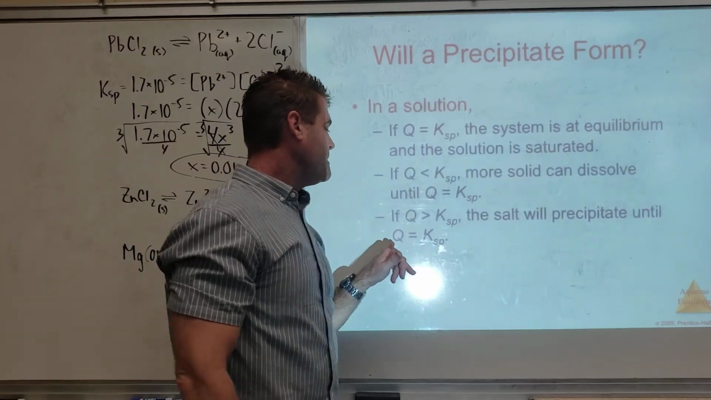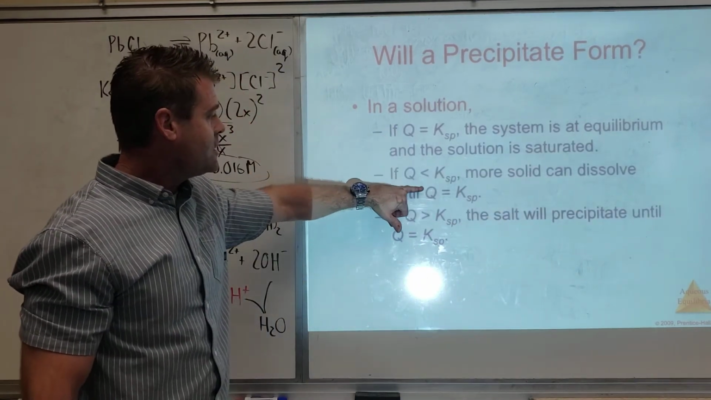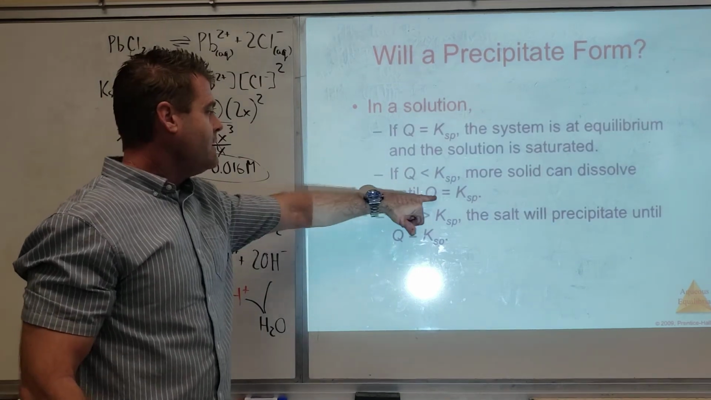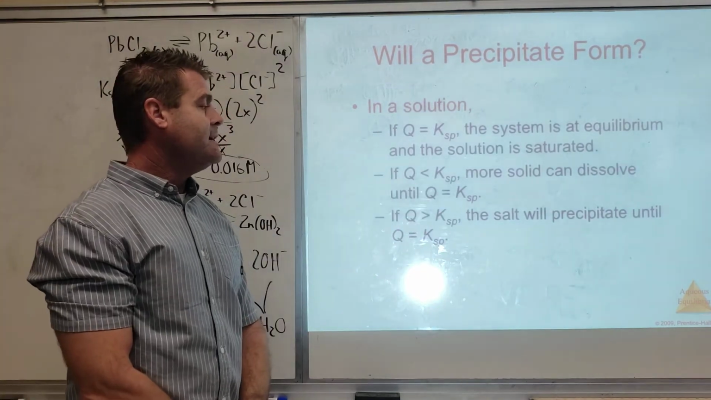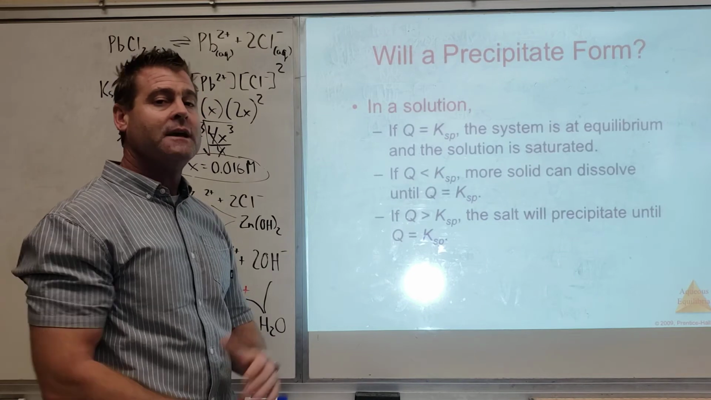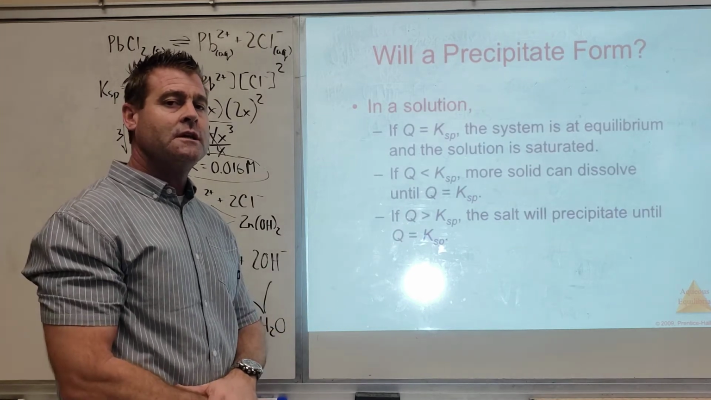So the salt will precipitate until Q. Once again, it's always going to go until Q is equal to KSP, because that's the point at which it's reached equilibrium.